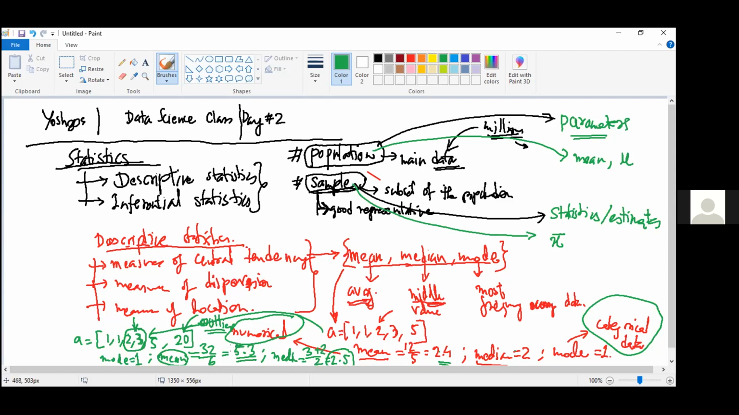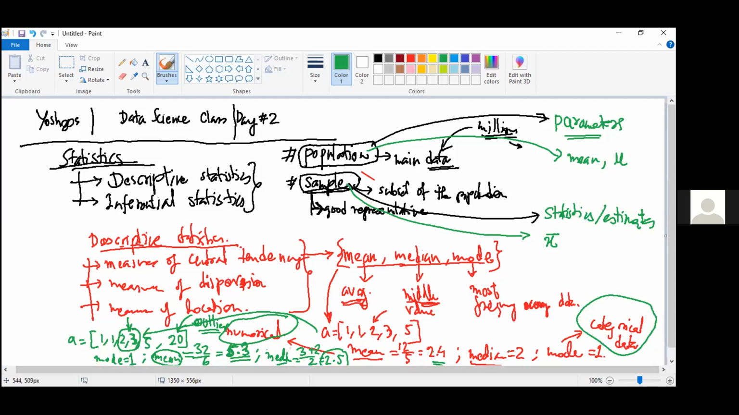So most of the time you will see data scientists having more faith in the median than the mean, since median values are not much affected by the presence of outliers. So this point you can keep in mind. Mean, median, mode, these three are the major measures of central tendency.